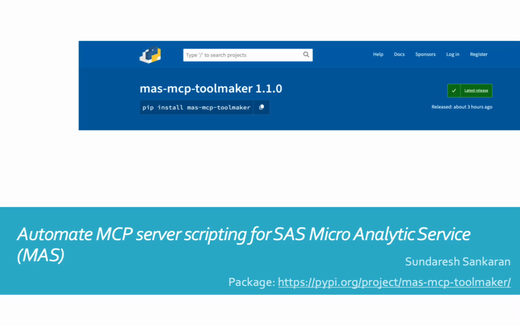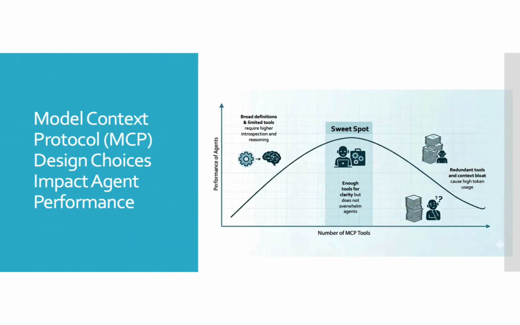Hello, my name is Sundaresh, and here's an example of one way to optimize your agent's performance by providing relevant tools using automation. Model Context Protocol (MCP) servers provide tools which agents choose for task execution. You should make careful, considered decisions on how many tools to expose and how specific those tools should be.